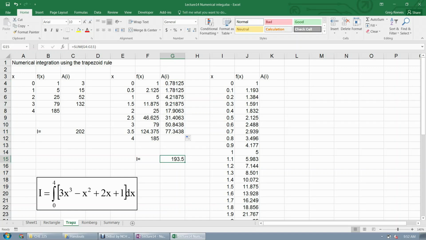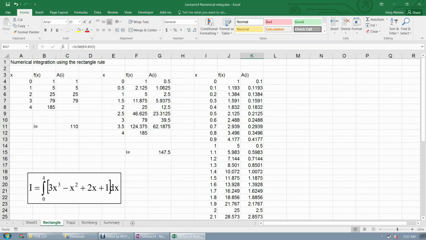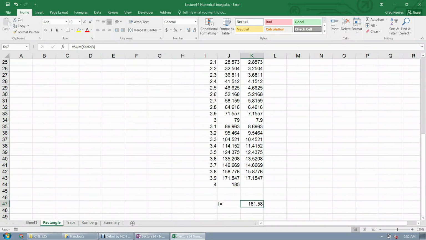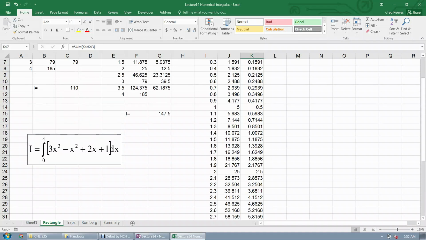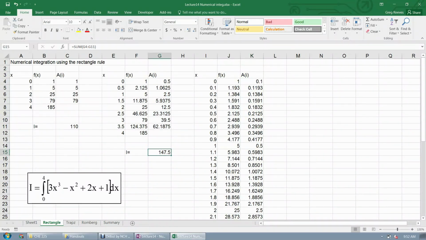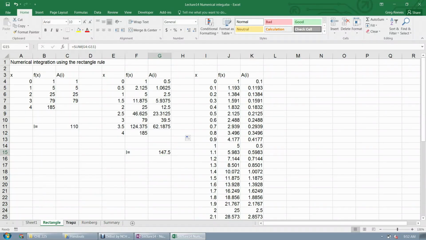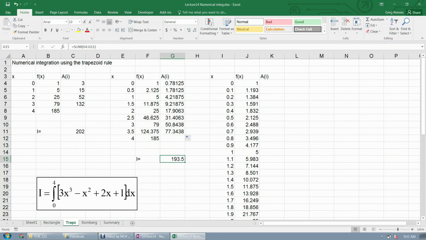And in this case, now I have 193.5. And this approximation of the area is probably better than the 202. And if I switch back over to the rectangle rule, it's looking closer to the best the rectangle rule had to offer, which is 181.58. And it's very different from the rectangle rule's approximation when I had 8 subintervals. So compare the 147.5 to the 193.5.